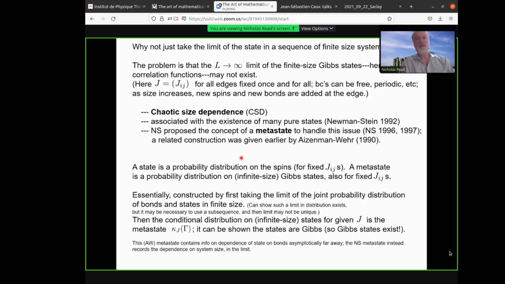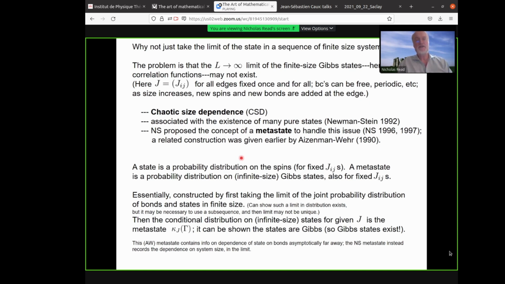Okay, so if we want a state in infinite size, why don't we just take a limit of a sequence of finite size systems, such as finite size systems with free boundary conditions? Well, the problem is that, at least in the low temperature region, the L goes to infinity limit may not exist. Or the limit of correlation functions, if you like. That limit just may not exist for fixed J's. So we fix an infinite set of all the J's all at once, and we use just some of them in finite size, but as we increase the system size, more and more of the J's and additional spins come into play until we reach the lattice Z^d.